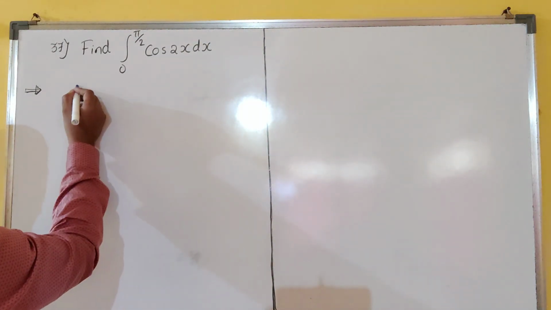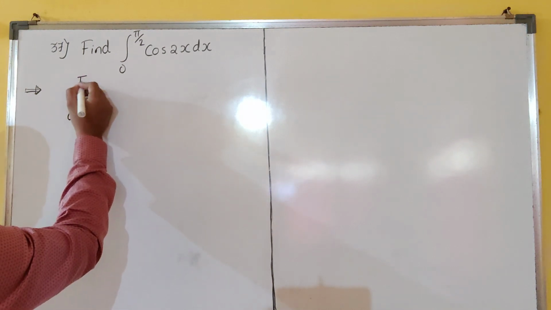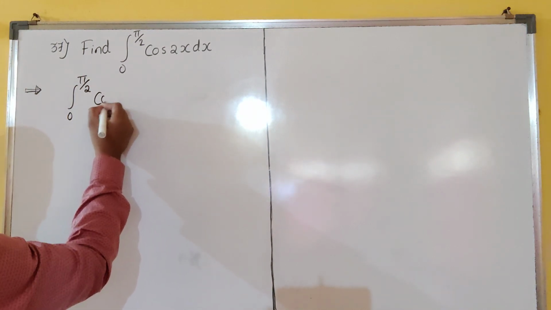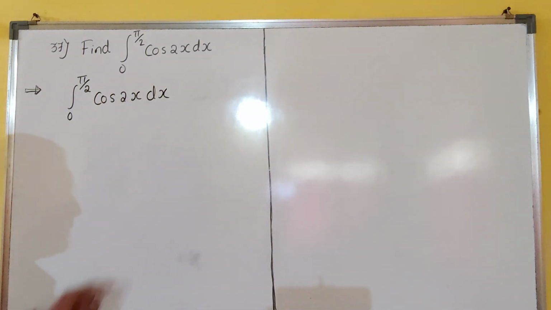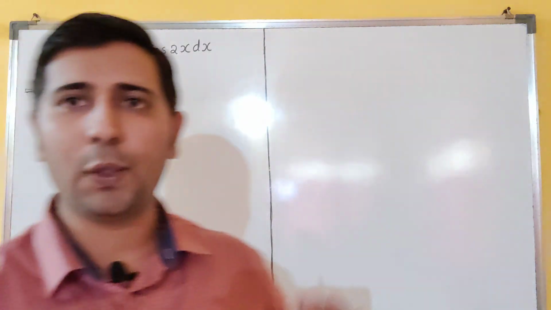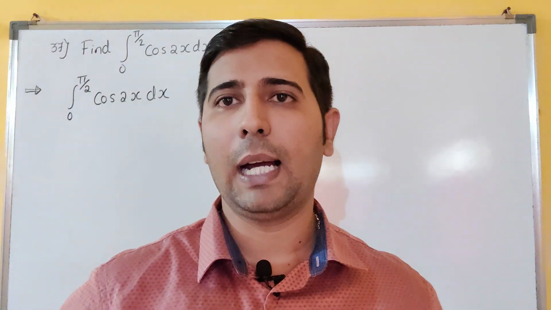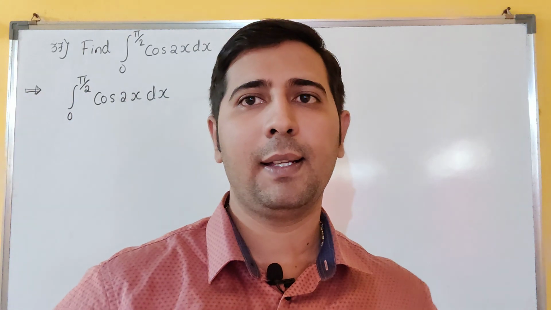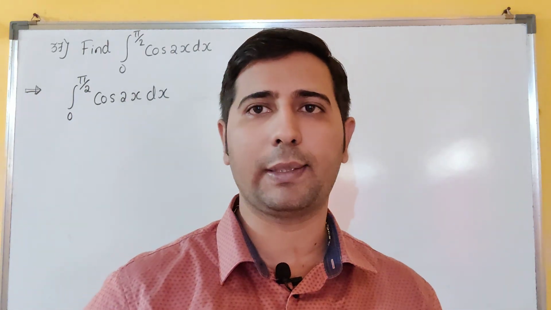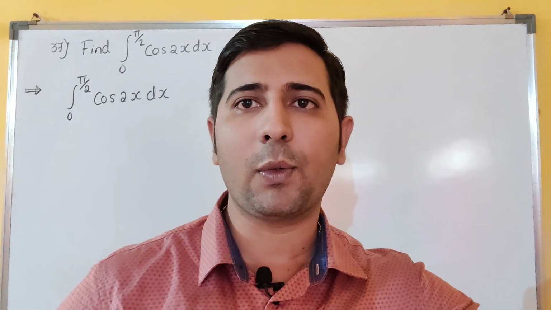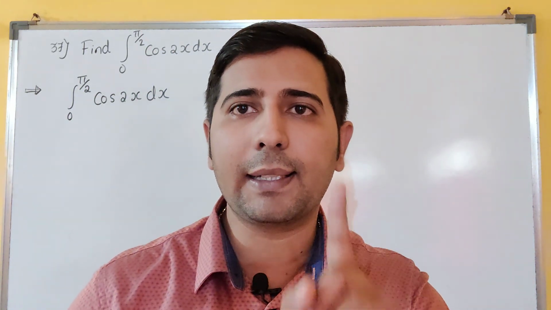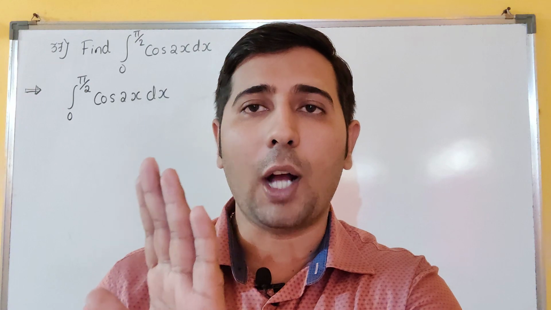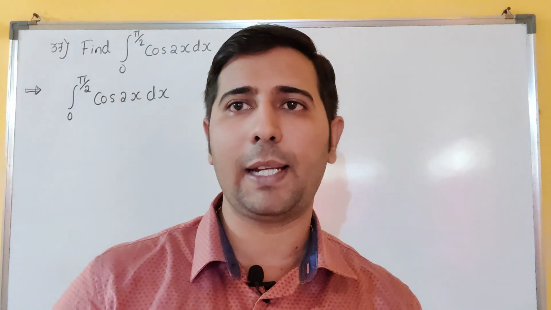So now how to solve this one? First you write the given question. Integration of 0 to pi by 2 cos 2x dx, my dear students. Integration of cos 2x is what? Cos x integration. If you don't remember cos x integration, at least you know the derivative of sin x. Sin x derivative is what? Cos x. Cos x integration is only sin x, my dear students. Clear? Sin x derivative is cos x. Cos x integration is only sin x.